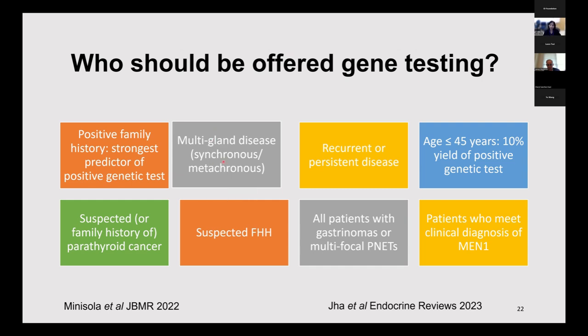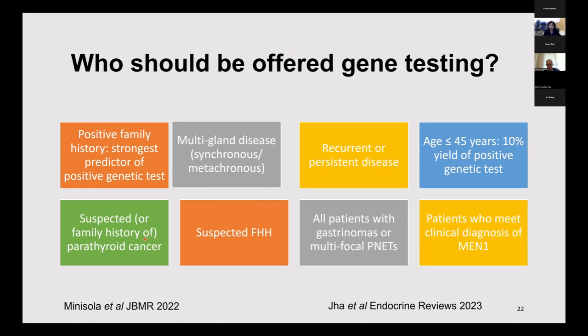Multi-gland disease, and multi-gland disease could be synchronous or asynchronous. Recurrent disease or persistent disease, patients that develop primary hyperparathyroidism at a young age. Studies have shown that in patients younger than 45, the yield of a genetic test could be as high as 10%.